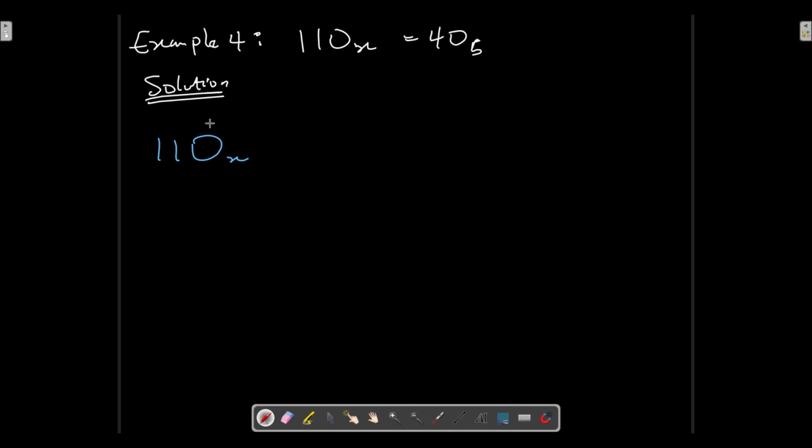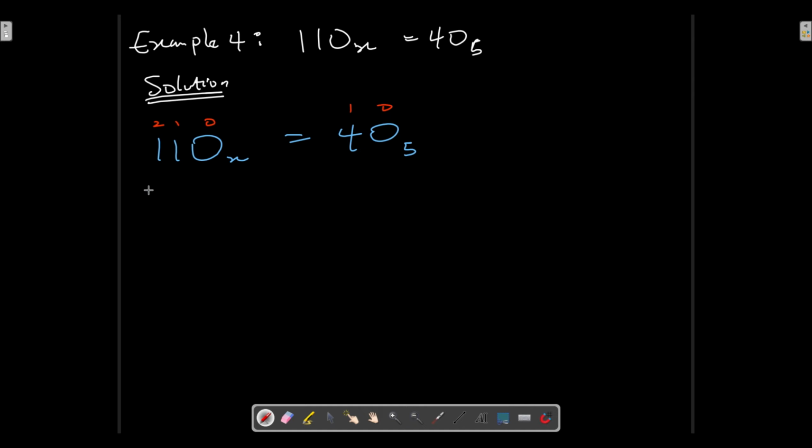I believe this is example 4. It says 110 base x is equal to 40 base 5. We have to find the value of x. Let's get into it. As I said, we have to convert the two of them to base 10. So we're going to be working on the right hand side as well as the left hand side. Let's give them their place values 0, 1, 2, and 0, 1.